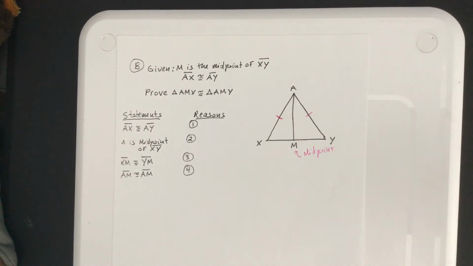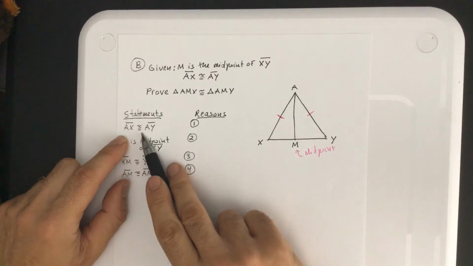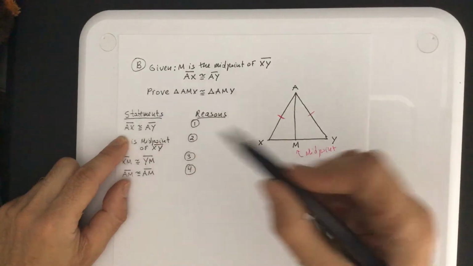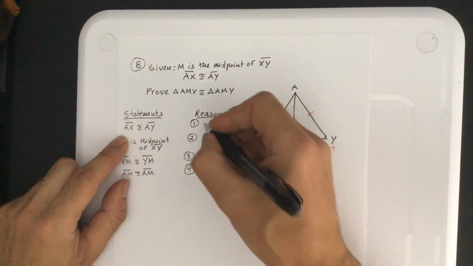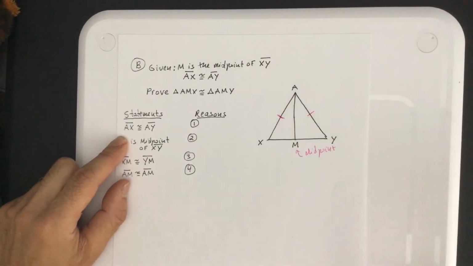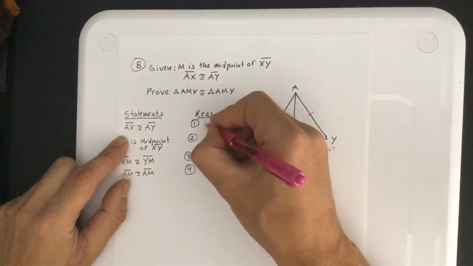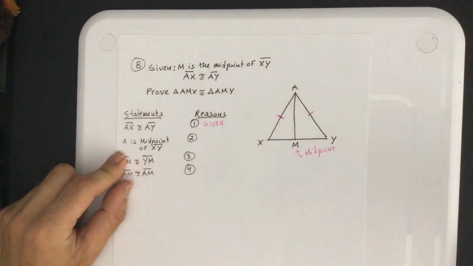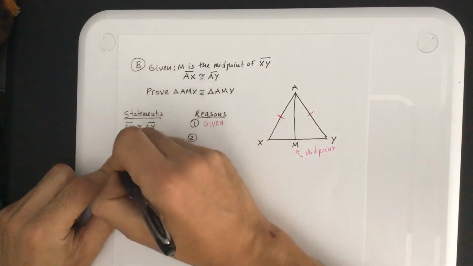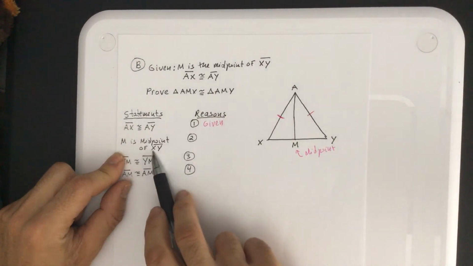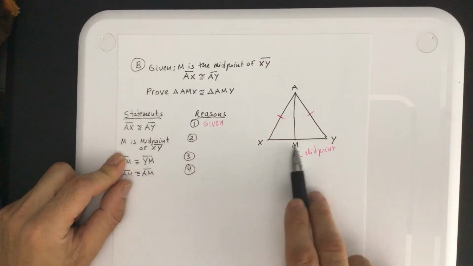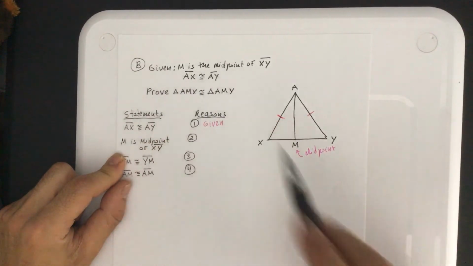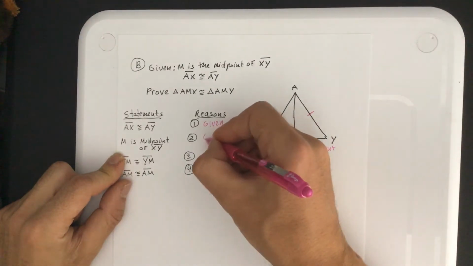So we got AX is congruent to AY. The reason is right there. It's given. It's right here. So let's write it down, given. So let me use a different color here. Given. Then we got M, sorry, M is the midpoint of XY. Well, we know that information right here is given information. So that will be given.